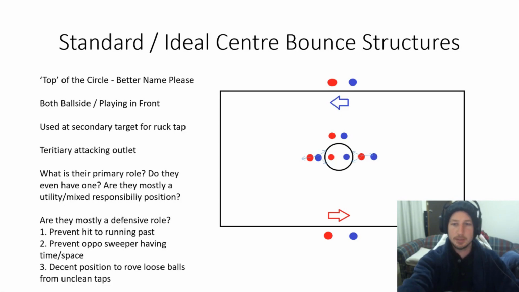I didn't play in front. I played at the back. So essentially we had 2 sweepers and it sort of worked okay. But the standard procedure here is in front. That enables you to be that secondary ruck tap target after the hit 2, and you're a tertiary attacking outlet. So ideally, it's the hit 2 guy gets a clean break.